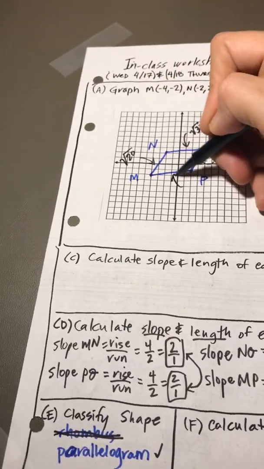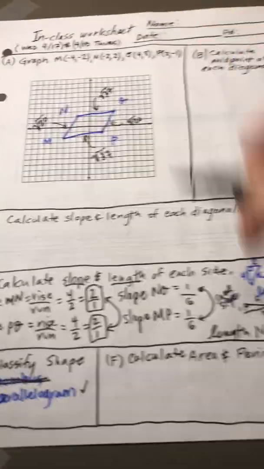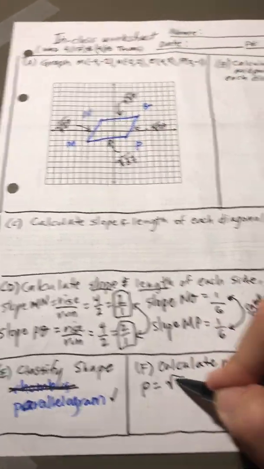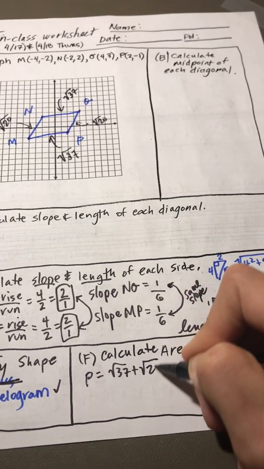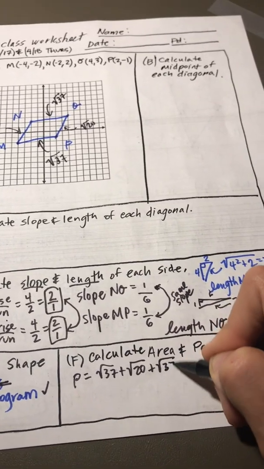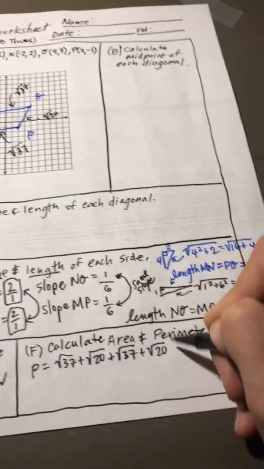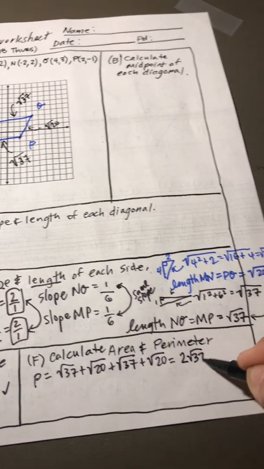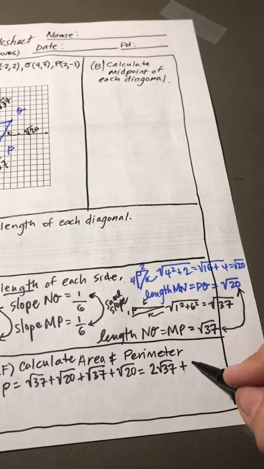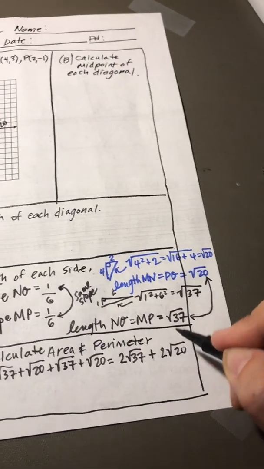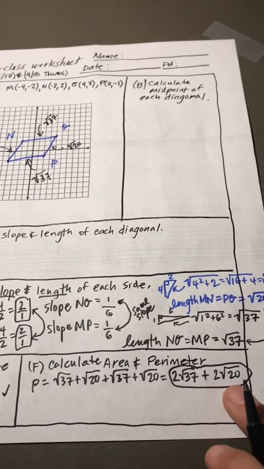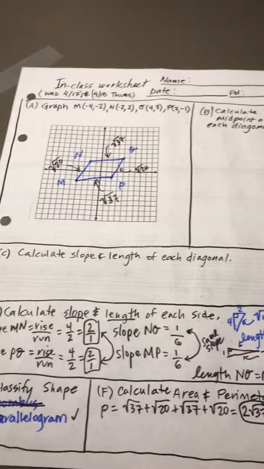So I do feel like it might be a really good time at this point to go ahead and calculate the perimeter because I know the length of every side. Now, if you don't have a calculator at home, it's not a big deal. In fact, it's good practice for the end of course exam because half of the test is no calculator. So if I didn't have a calculator, I'd probably leave the answer like this because I have 2 square roots of 37 and I have 2 square roots of 20, and that's my perimeter.